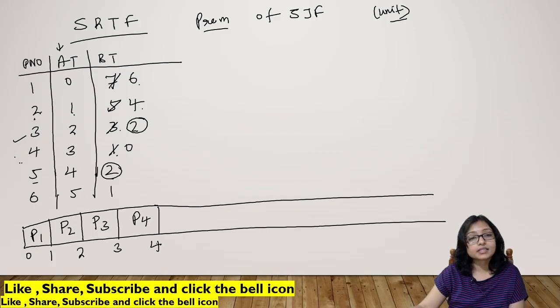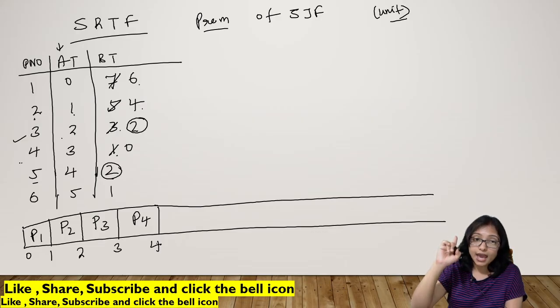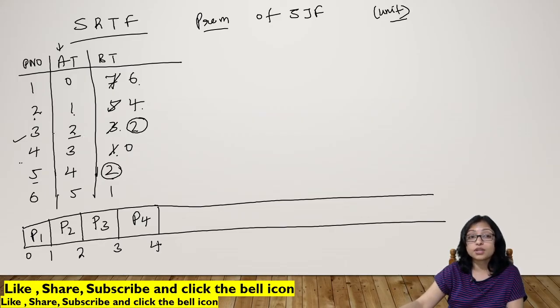Here who will get the chance? P3 will get the chance, and the arrival time is also there. The arrival time was also 2, so here P3 and P5 both are 2. And according to the arrival time, not only process time, P3 came first. So that's why P3 will get the time first. Got it? So now P3 will get the chance and P3 will execute till 5.